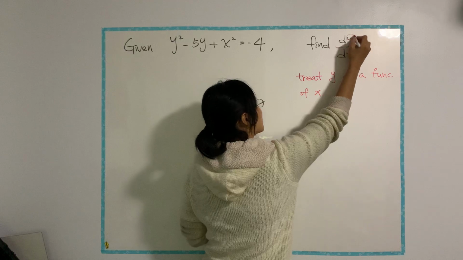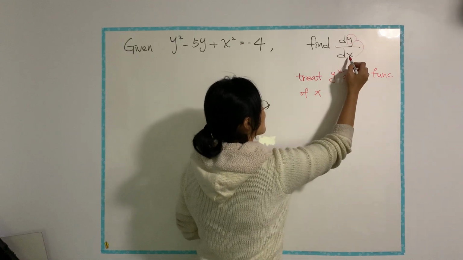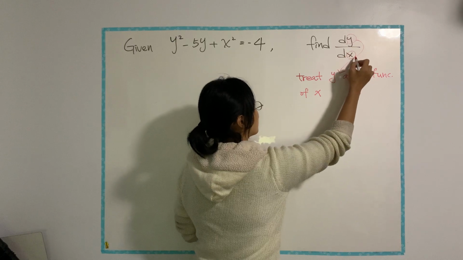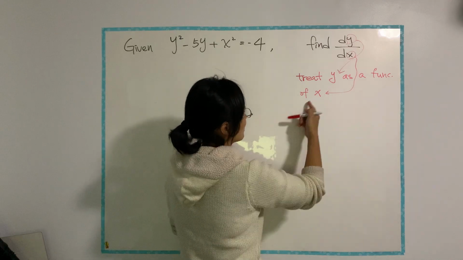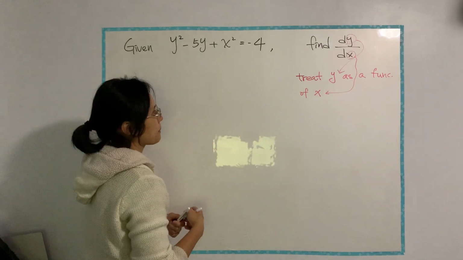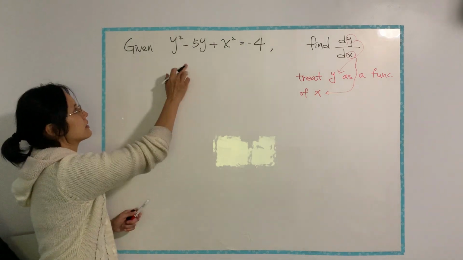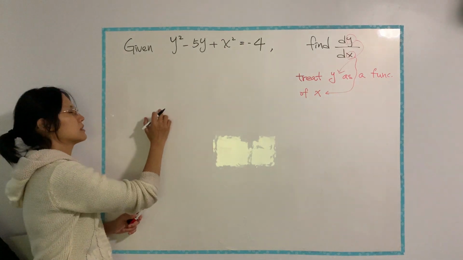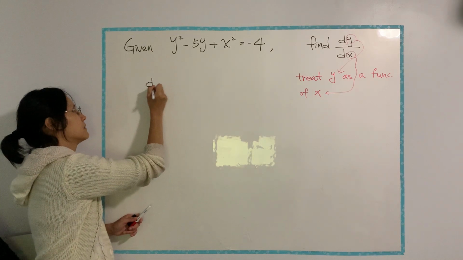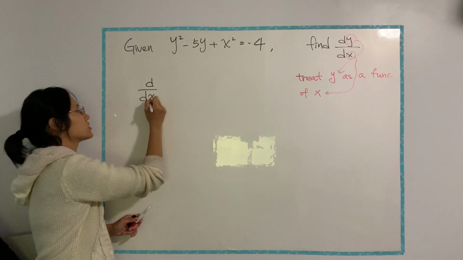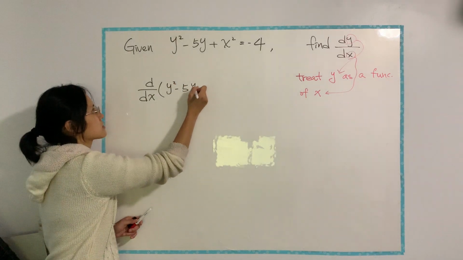Whatever variable is on the top, you treat that as a function of whatever variable you have on the bottom. Treat that as a function of this other variable. All right, so now you know what's going on, so let's go ahead and differentiate the equation. I will have to do it on both sides.